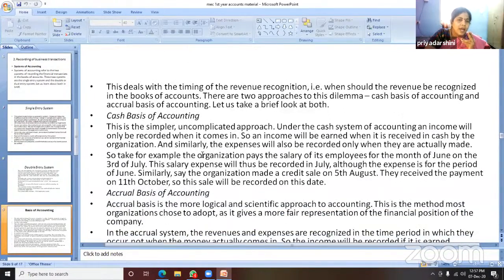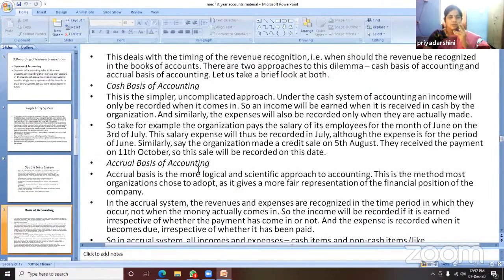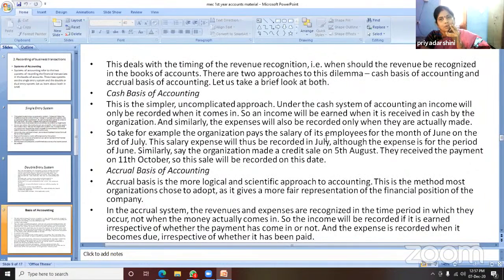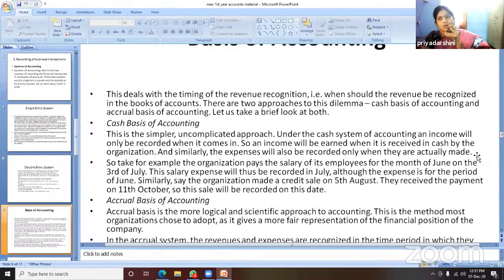So coming to the cash basis of accounting, this is the simpler, uncomplicated approach. Under the cash system of accounting, income will be recorded when it comes in. So an income will be earned when it is received in cash by the organization. Similarly, the expenses will also be recorded only when they are actually made. So under cash basis of accounting, these are complete cash transactions.